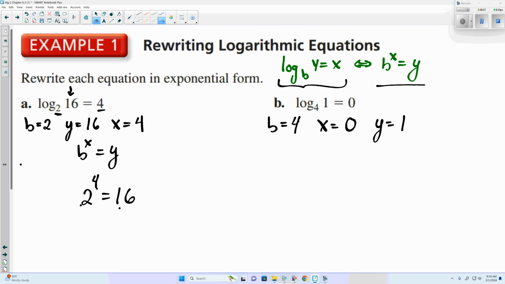Now, b to the x equals y, yes. Because our b value is 4, our x value is 0.